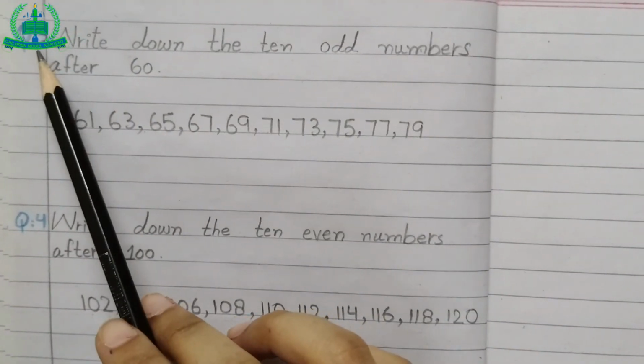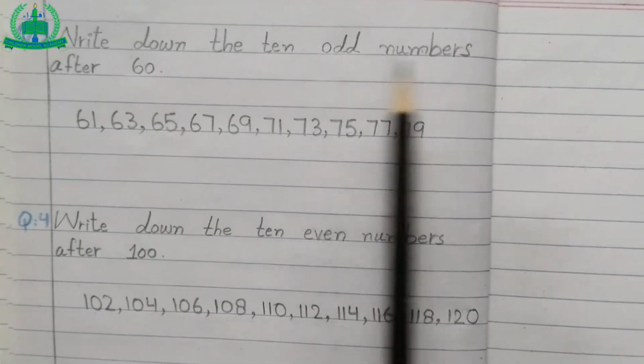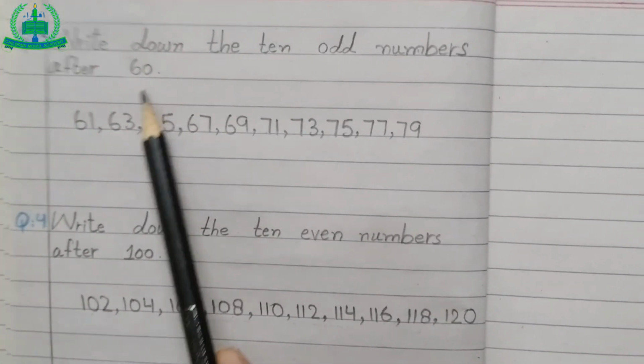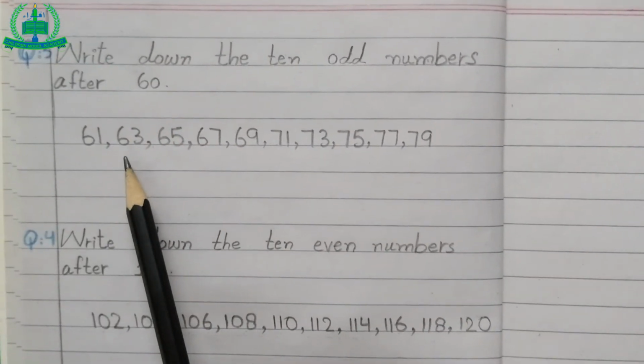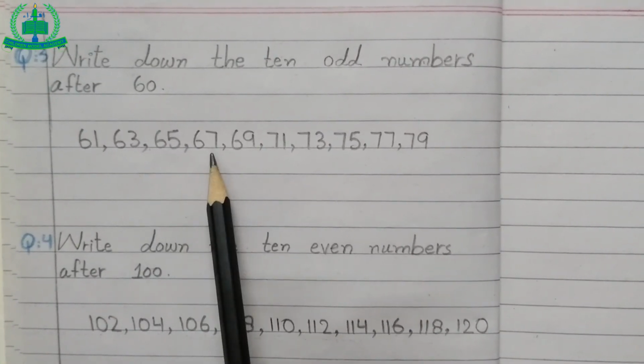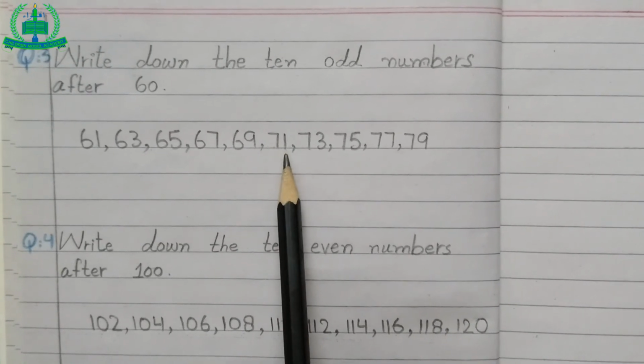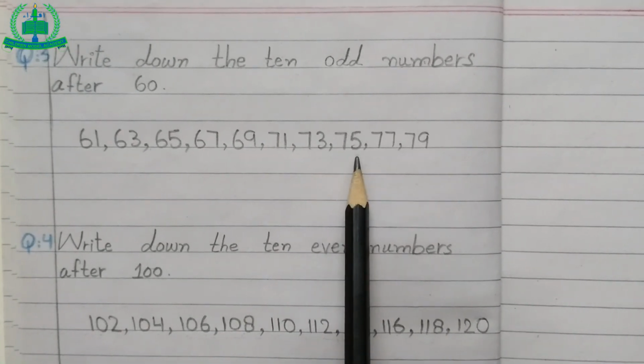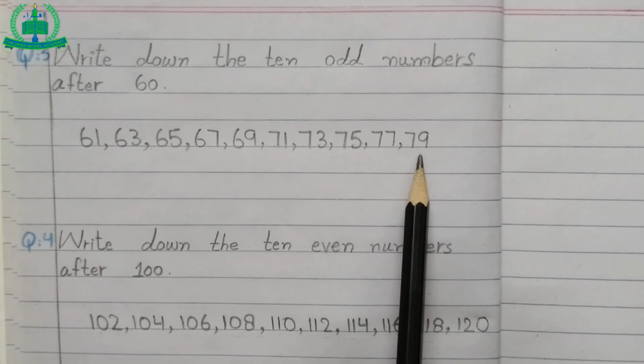Question number 3 is: write down the 10 odd numbers after 60. The 10 odd numbers after 60 are 61, 63, 65, 67, 69, 71, 73, 75, 77 and 79.